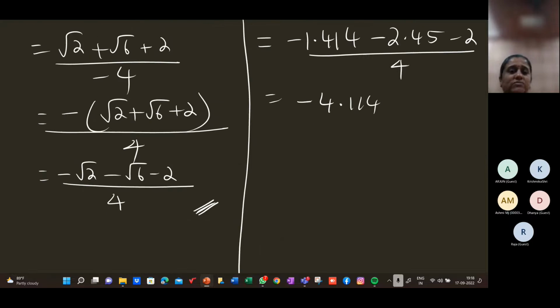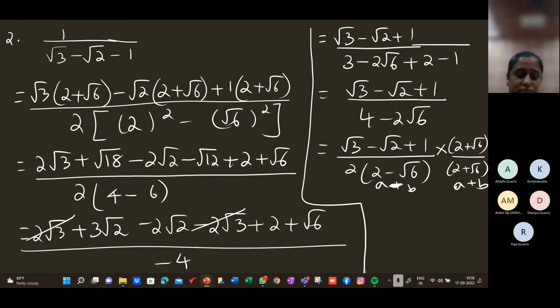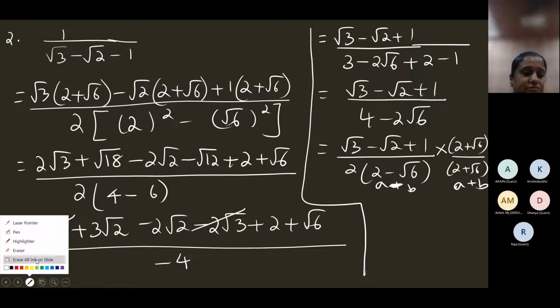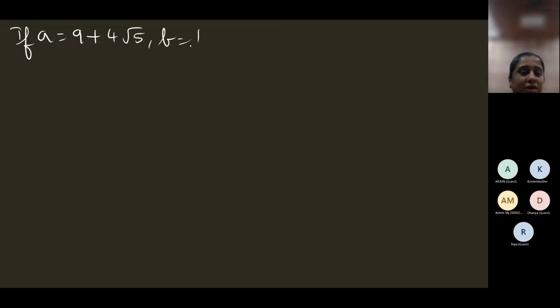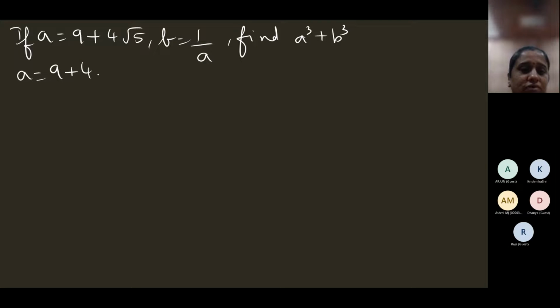Find A cube plus B cube. If A is equal to 9 plus 4 root 5 and B is equal to 1 by A, find A cubed plus B cubed. So A is equal to 9 plus 4 root 5, and B is equal to 1 by A, meaning 1 by 9 plus 4 root 5.